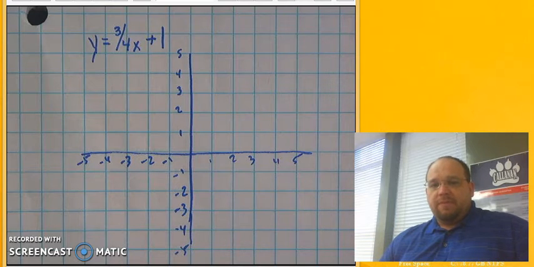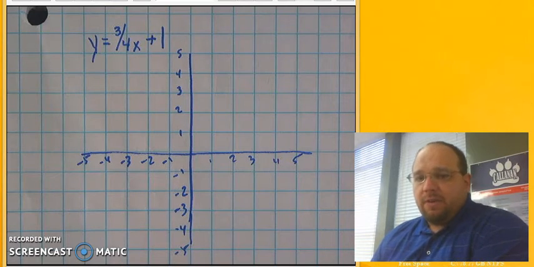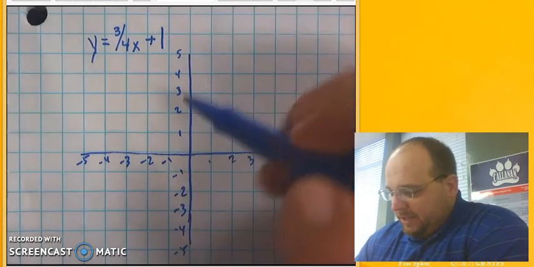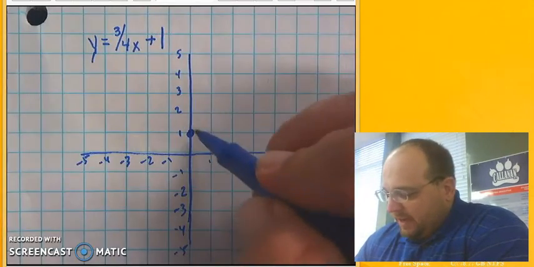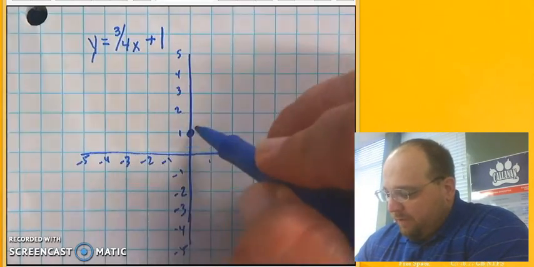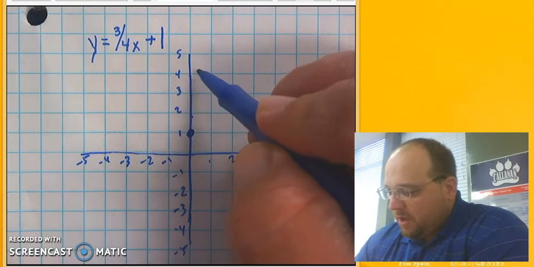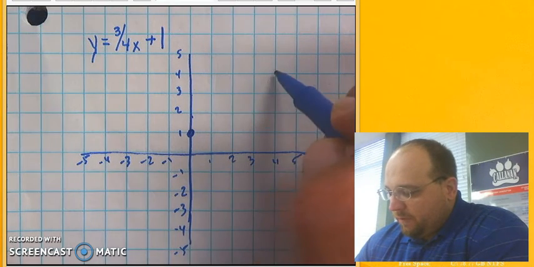Alright, so you should be finished. Let's go ahead and check it. y equals 3/4 x plus 1. Again, the y-intercept is +1. So I'm going to put a point at +1. Slope is 3/4. So I'm going to go up 3, right 4. So I'm going to go up 3, 1, 2, 3, right 4, 1, 2, 3, 4.